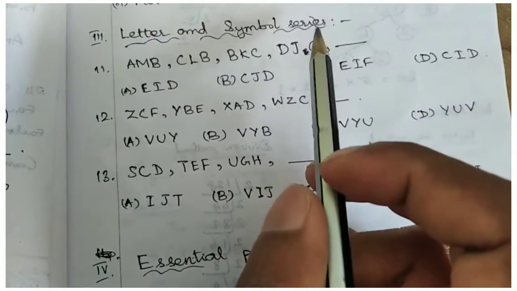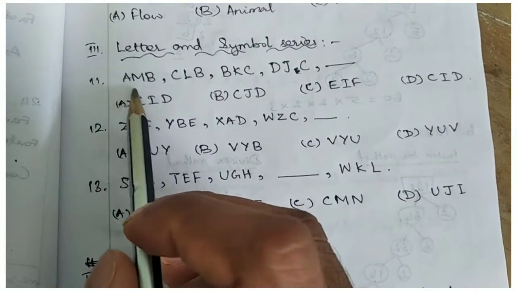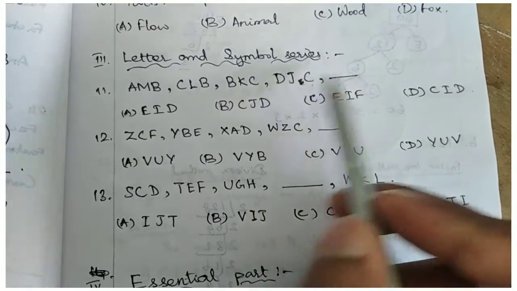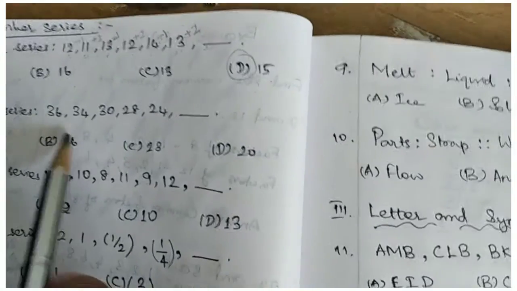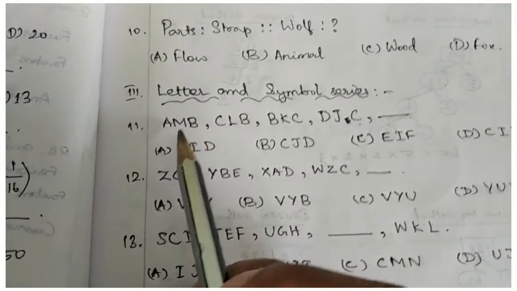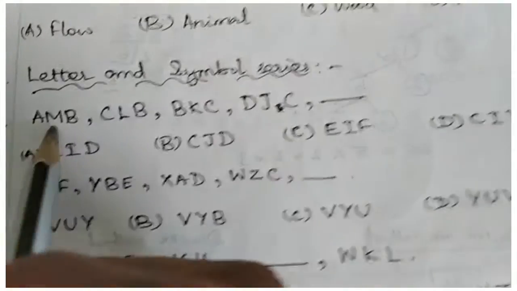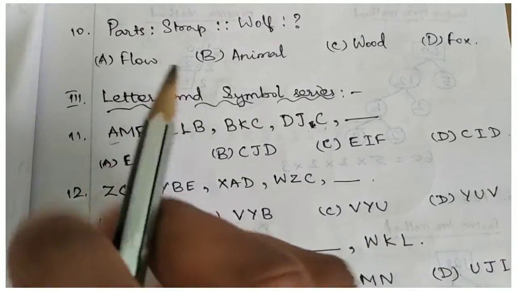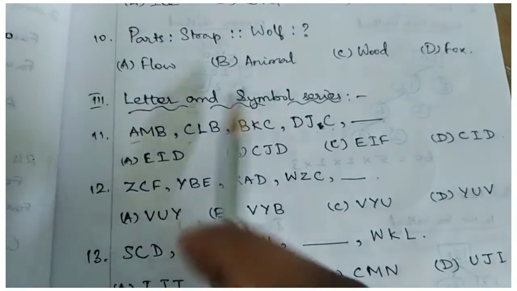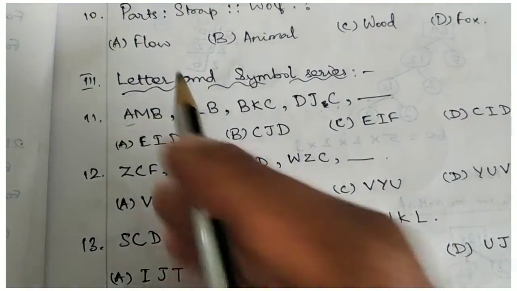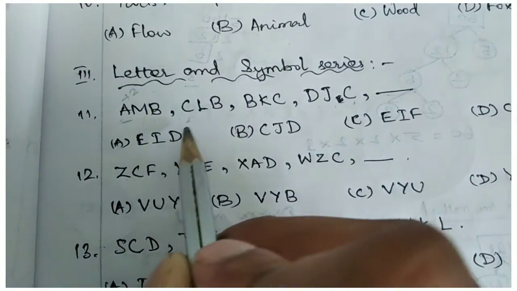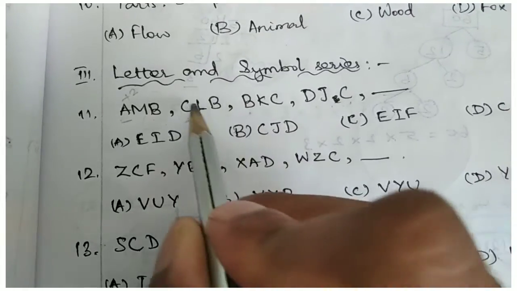Next, letter series. So here there are letters A, M, B, C, L, B, B, K, C, D, J, C. Alright. You have to find the next one. This is similar to the number series, which you have to use from there. So A, you have to take the first letter first. So A plus 2, right? A, B, C. So A plus 2 is C. Now from C to B it is minus 1.